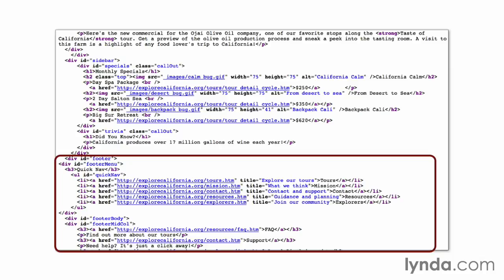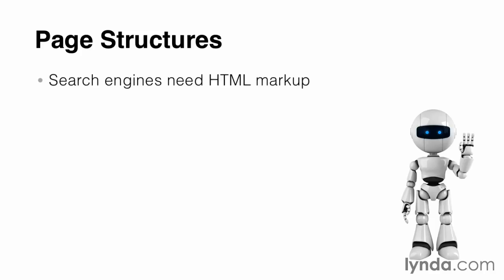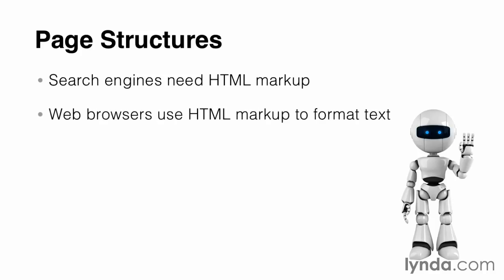The better you understand these page structures and where you can utilize keywords in those structures enables you to do a better job of optimizing your website for both readers and for search engines. The search engine bots or spiders, they need that HTML markup because that's what they download, and that's what the search engine evaluates to find the keyword relevance for specific items. The web browser uses the HTML markup as instructions to build the page.